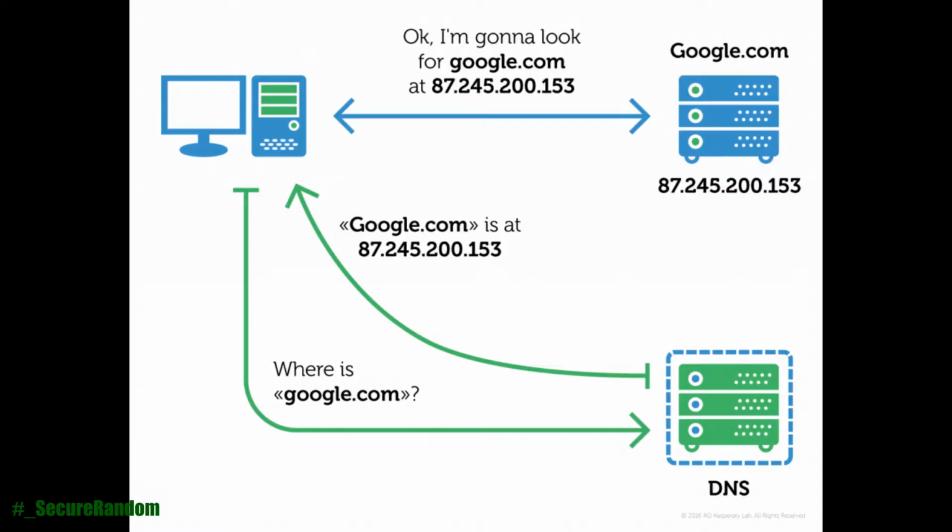In order to do that, the computer is first going to ask its DNS server, where is google.com? The DNS server is going to reply back with an A or a quadruple A record if it's IPv6 with the IP address of google.com. In this case, it's 87.245.200.153. At that point, the computer is going to use that IP address to locate the server and request the website for google.com.